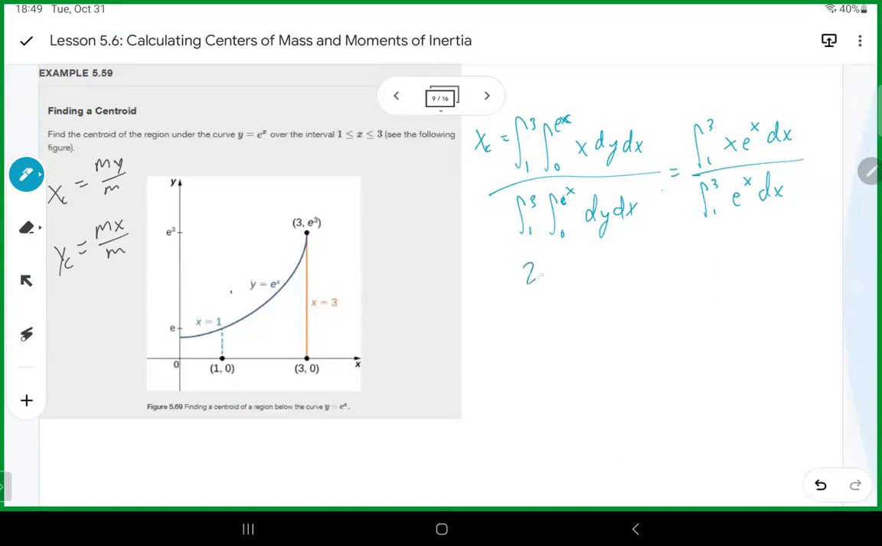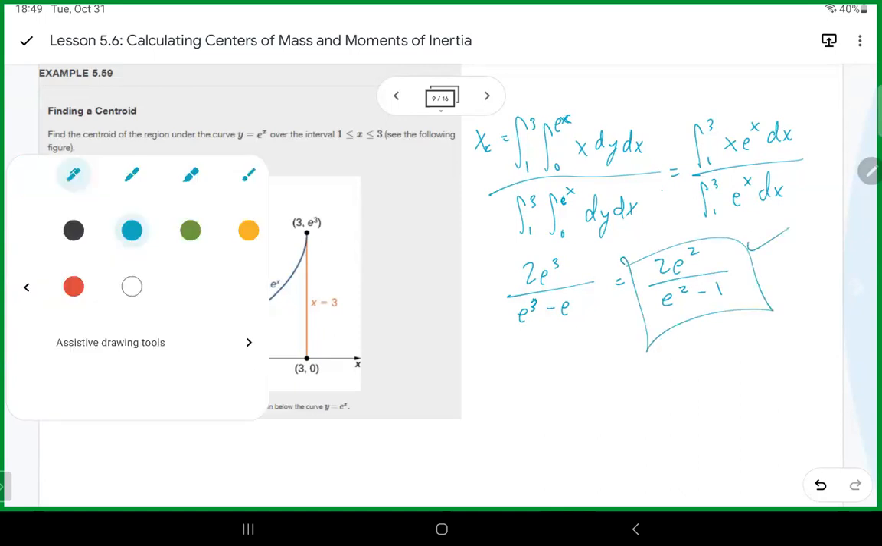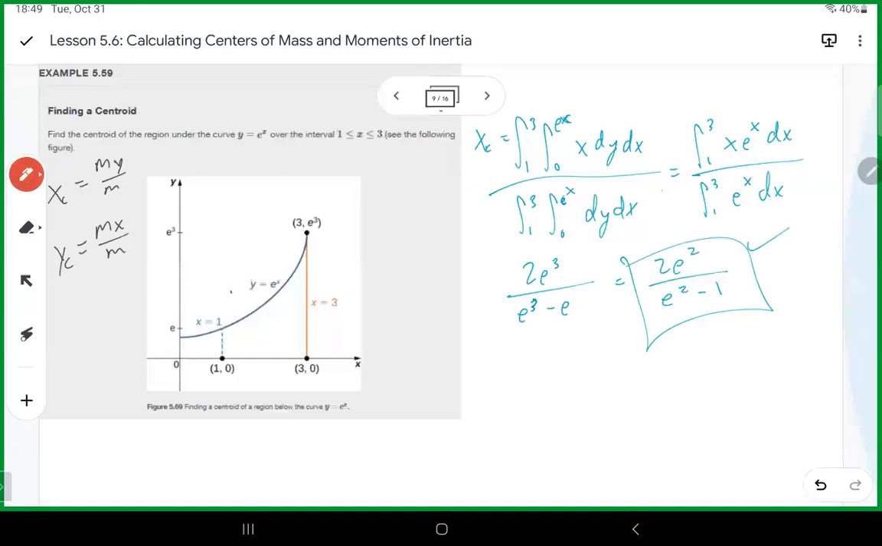So that's going to end up being 2e cubed over e cubed minus e, which is then just going to be 2e squared over e squared minus 1. Okay, that's the one part. Hopefully we can get this other one in.